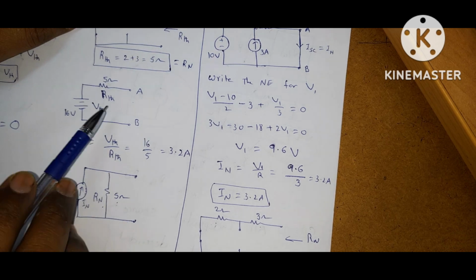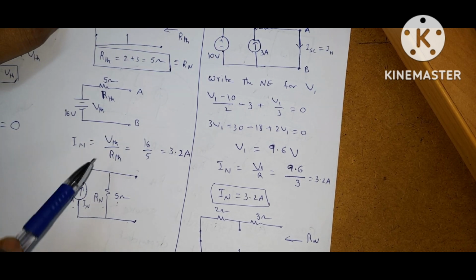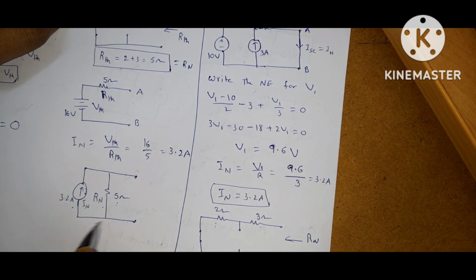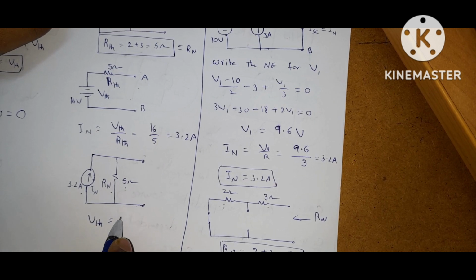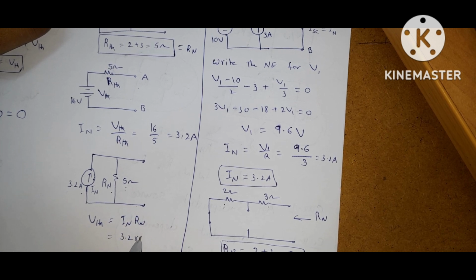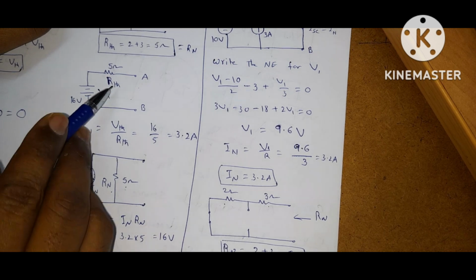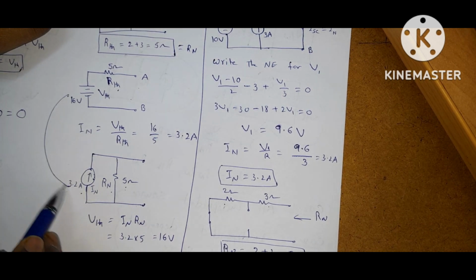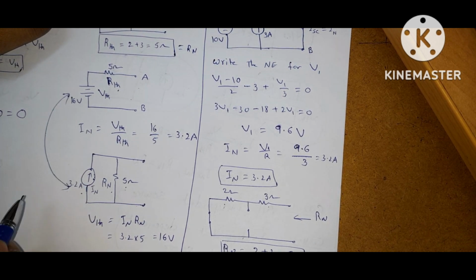So to get the Thevenin equivalent, what are we doing? Apply source transformation. So what is source transformation? V Thevenin is equal to I Norton into R Norton. So 3.2 into 5, you will get 16 volts. So R Thevenin is equal to R Norton. By applying source transformation, we will get both the circuits.